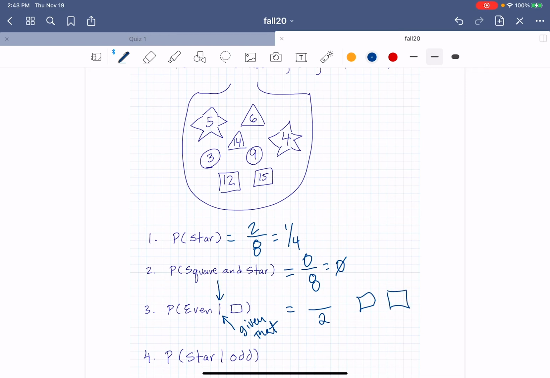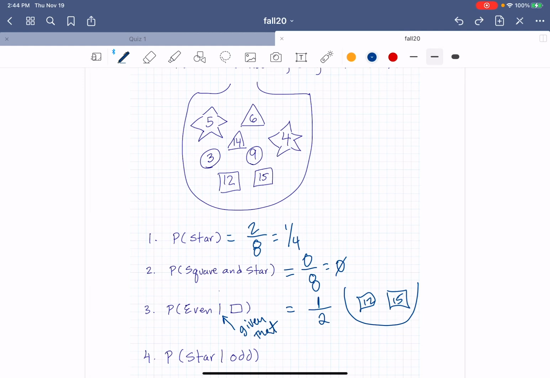Again, this symbol tells you on the right of the symbol what property you have in the bag. So the bag only has these 2 items because there's only 2 squares. One of them is a 12 and the other one's a 15. Out of these 2, which one's even? Yes, there's only one of them, and that's the 12. And that's how you do these problems.